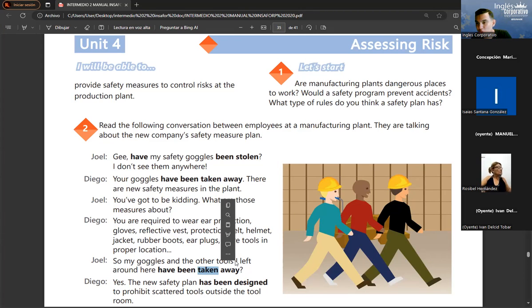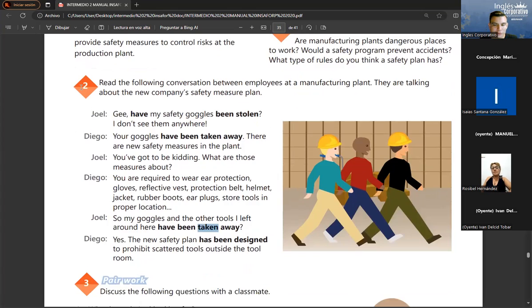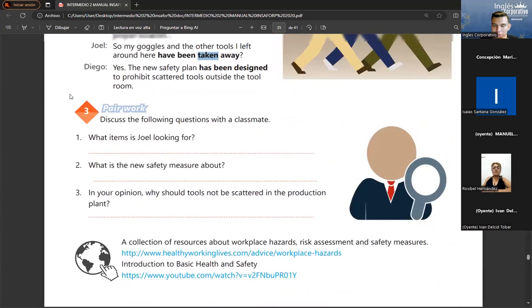So today we're going to go over that structure. We're going to have some online exercises, and also some written exercises as well, and many more. For example, let's begin with a conversation that we practiced yesterday. This is on page 35.